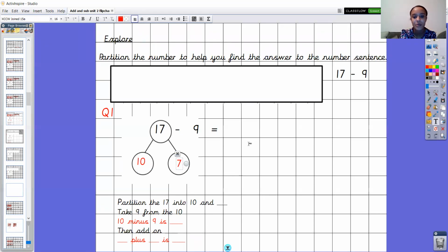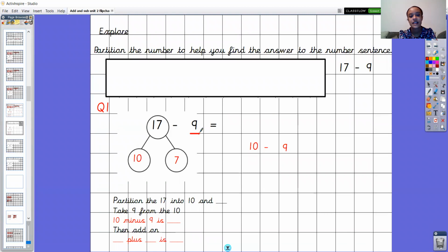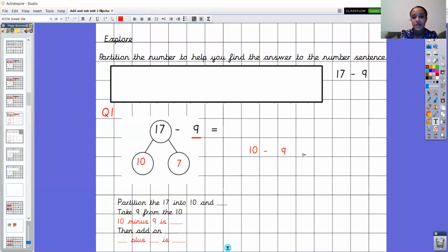Okay, now I come over here and I use my 10 and I take away the 9. So that's this number here. Take away my 9. And remember, you use your number bonds to 10 to help you. So what do you add to 9 to get to 10? You add 1, so 10 take away 9 is 1.